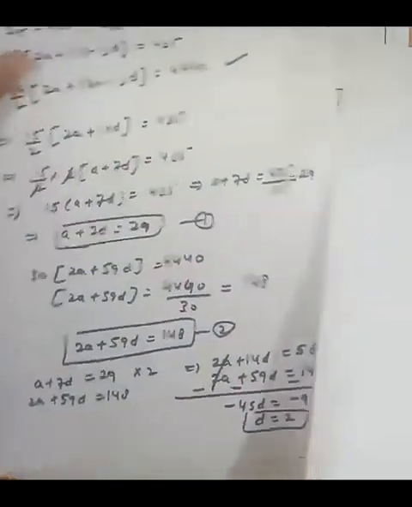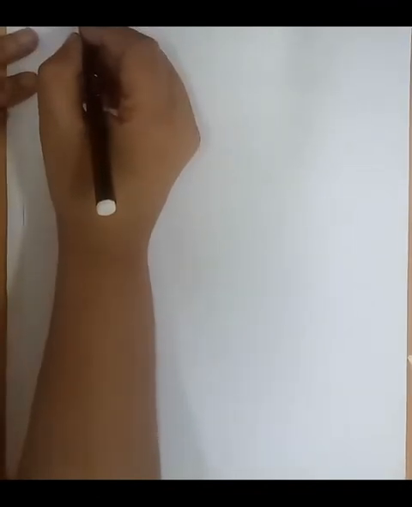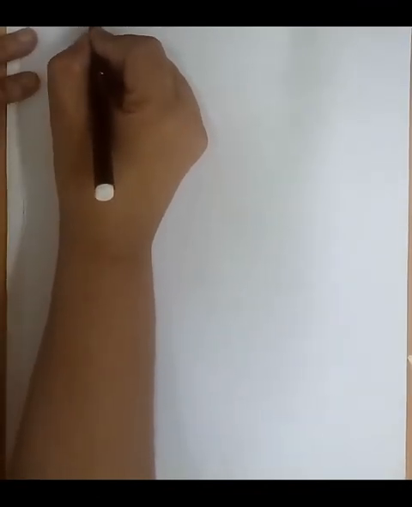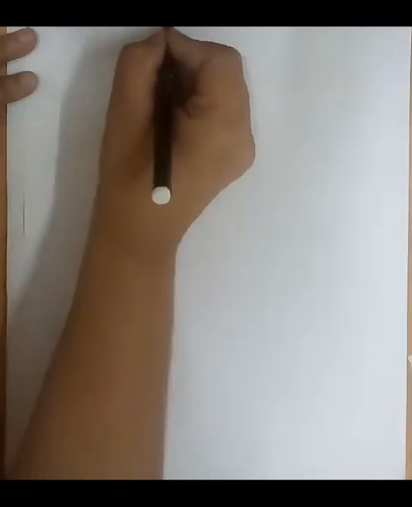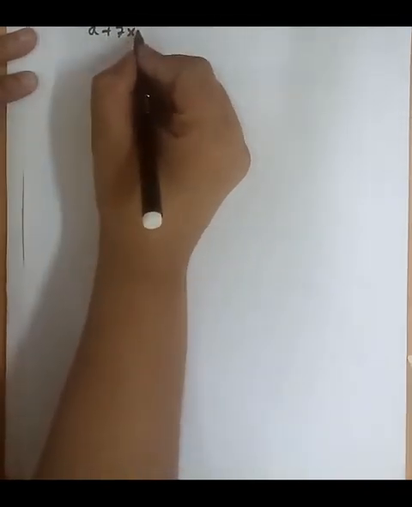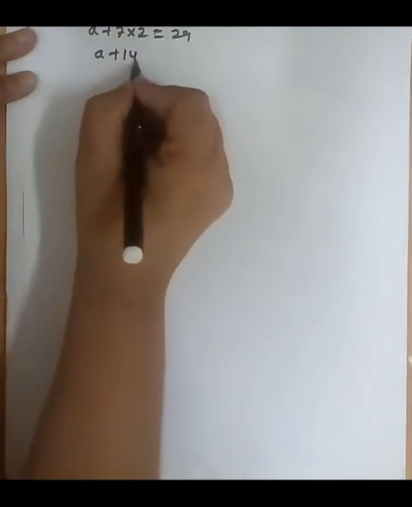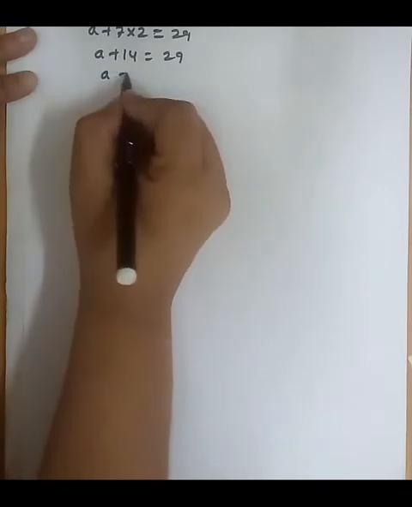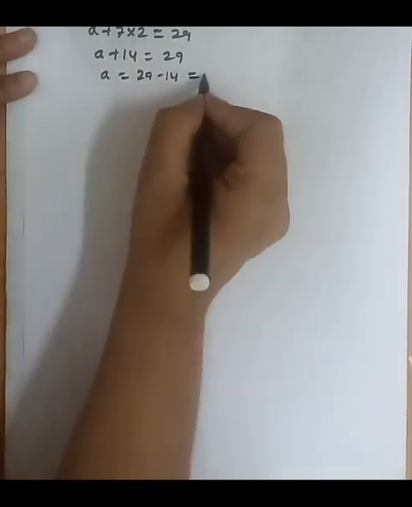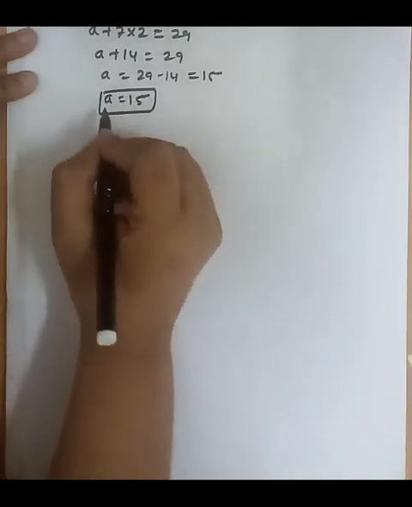Okay, so friends, we find the value of a. So what is the value of a? I put the value in equation 1. So a plus 7d equal to 29. So a plus 7 into d, which is 2, equal to 29. So a plus 14 equal to 29. So a equal to 29 minus 14, which means 15. So we get a equal to 15.